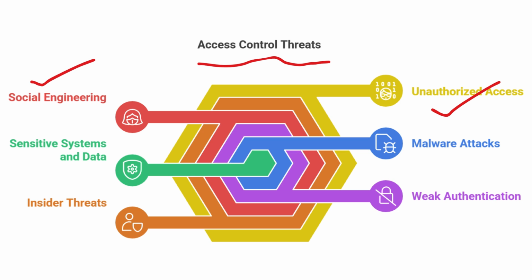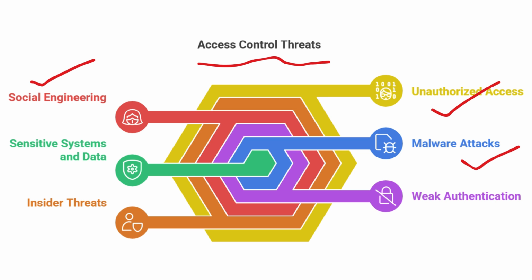Social engineering. Cybercriminals use deception to trick employees into revealing passwords or other confidential information through phishing emails, phone scams, or impersonation. Weak authentication. Simple passwords, such as password123 or 123456, make it easy for attackers to guess credentials and gain unauthorized access. Malware attacks. Viruses, ransomware, and other malicious software can exploit weak security controls, allowing attackers to bypass access restrictions and steal or encrypt sensitive data.